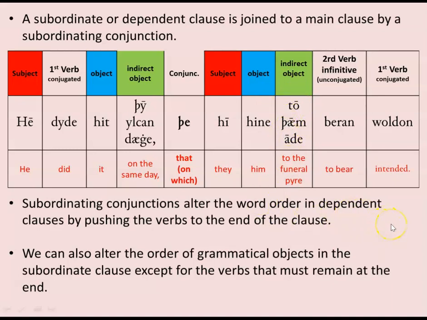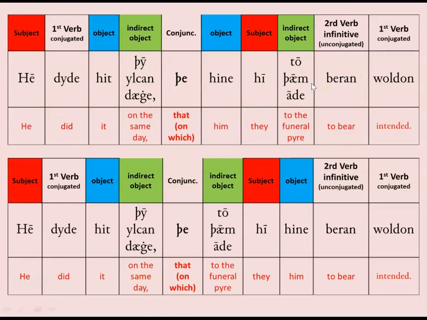Now we can alter things within this subordinate clause. Just on the next slide, I want to look at what can happen within this subordinate clause. We're not going to change anything in the main clause or the independent clause. We're just going to alter the order of some of these objects. The thing we will not alter in both these examples is that the verbs remain at the end. The first verb goes to the very end in its conjugated form. The second verb, if there's a second verb in the dependent clause, will go into the second last place in its infinitive form.